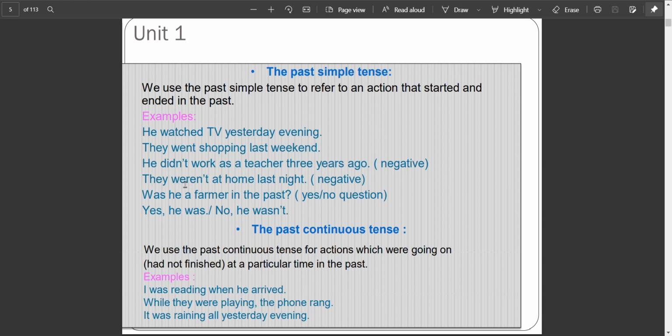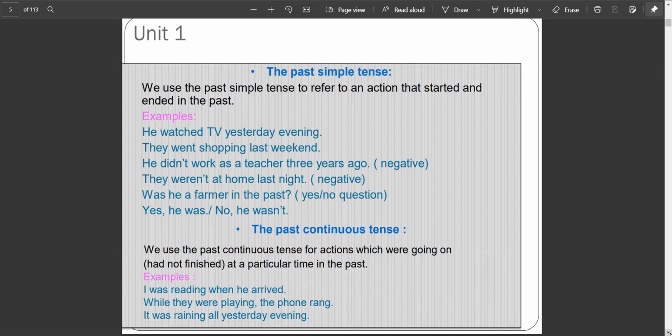أما في حالة الجمع بالنسبة للباست سمبل الماضي البسيط نستخدم ال weren't. They weren't at home last night. هذه في حالة plural جمع. Was he a farmer in the past? Yes, no question. Yes, he was. No, he wasn't. في حالة هذا الماضي المفرد.